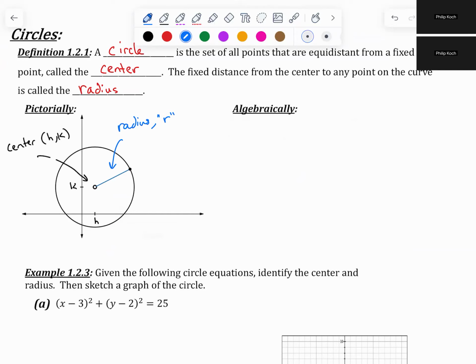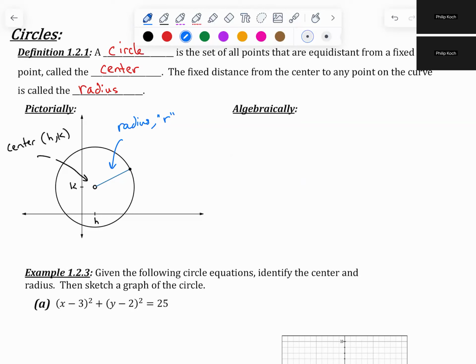So what is the equation of a circle? It's the set of all the points that satisfy a fixed distance from the center. So that's the reason why we waited until now to talk about it. We needed to know what the distance formula was. So the distance formula says that the distance between any 2 points is the square root of x sub 2 minus x sub 1 squared plus y sub 2 minus y sub 1 squared.